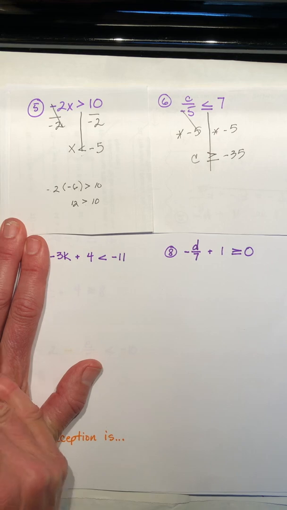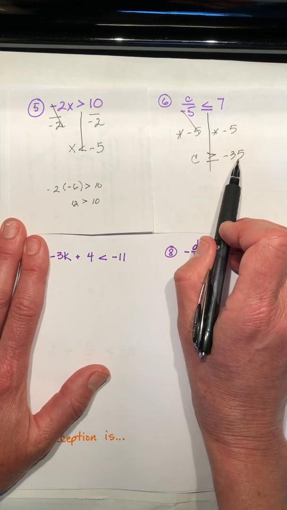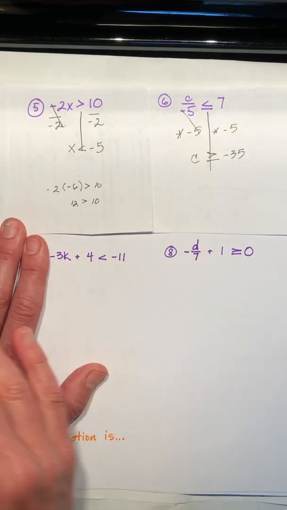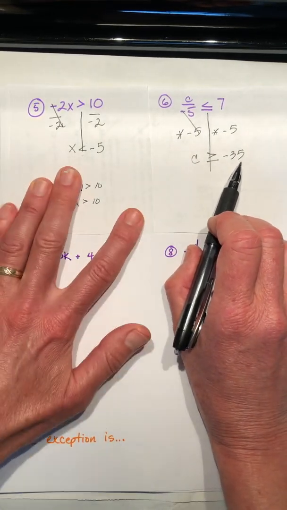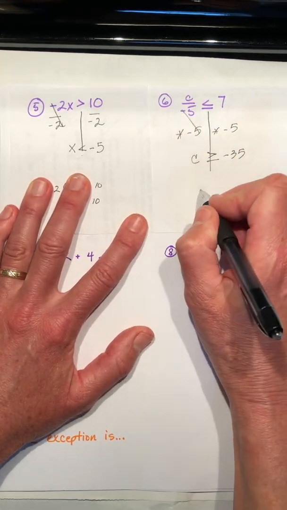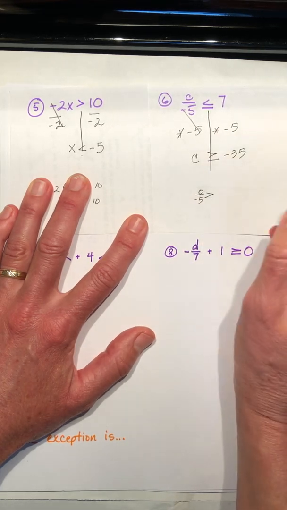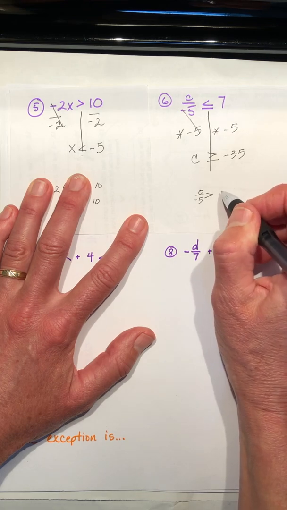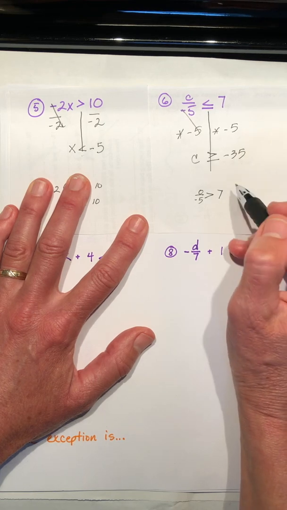So let's choose a number that's greater than or equal to -35. Like say 0. So where did I get 0? I can just choose any number that's greater than -35, kids. It doesn't matter which one I choose. So if I choose 0, I'm going to put my 0 over -5. Is that greater than or equal to 7? No, it is not. Where did I make my mistake?